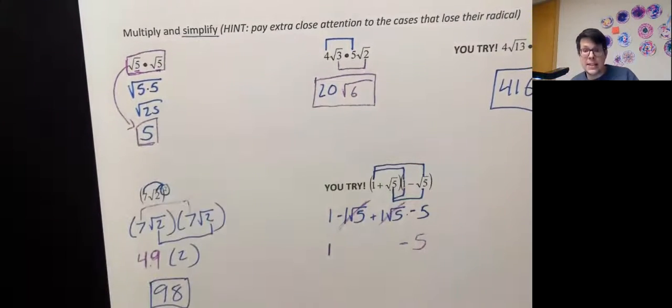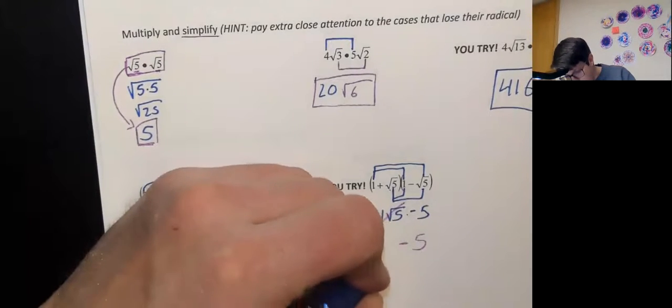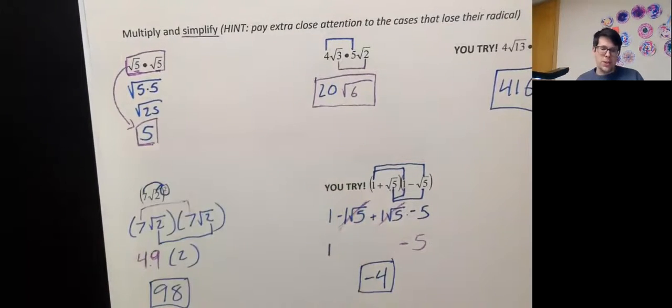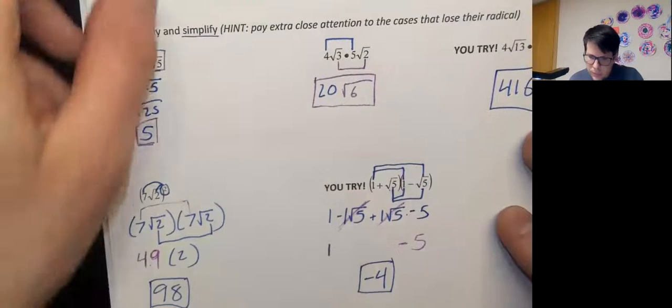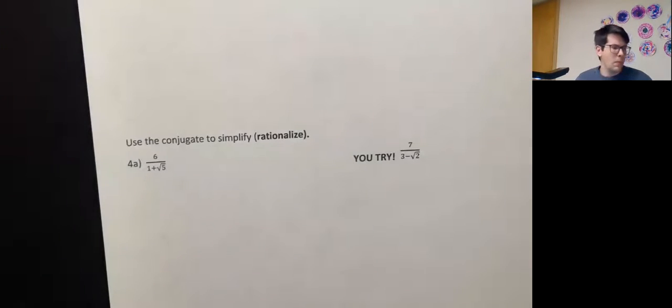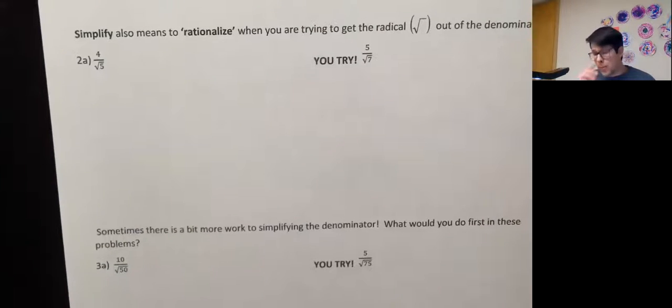This problem is getting a lot simpler very, very quickly. My 1 and my negative 5 are going to produce a value of negative 4. And there's my answer for that one right there. All right, that is multiplication.